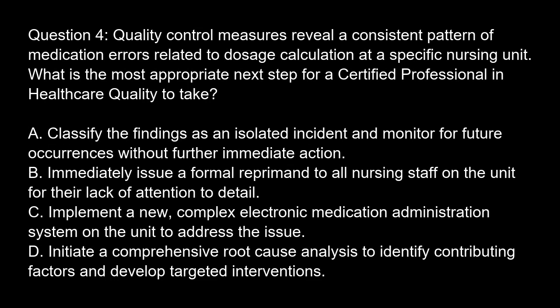Question 4. Quality control measures reveal a consistent pattern of medication errors related to dosage calculation at a specific nursing unit. What is the most appropriate next step for a certified professional in healthcare quality to take? Option A. Classify the findings as an isolated incident and monitor for future occurrences without further immediate action. Option B. Immediately issue a formal reprimand to all nursing staff on the unit for their lack of attention to detail. Option C. Implement a new, complex electronic medication administration system on the unit to address the issue. Option D. Initiate a comprehensive root cause analysis to identify contributing factors and develop targeted interventions.